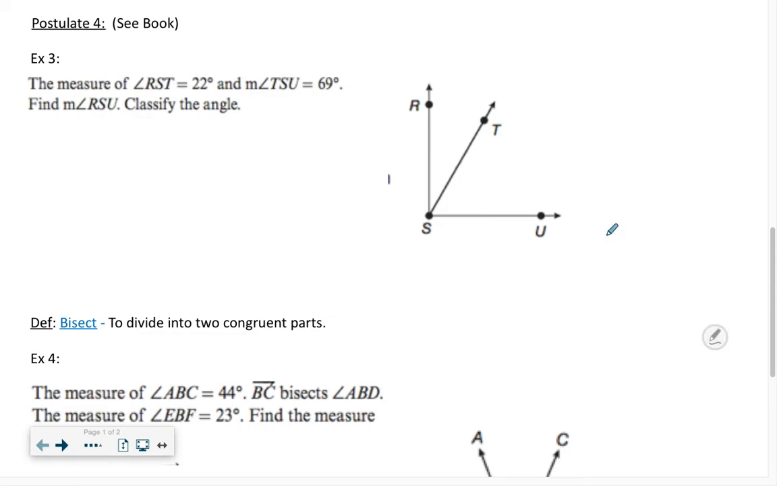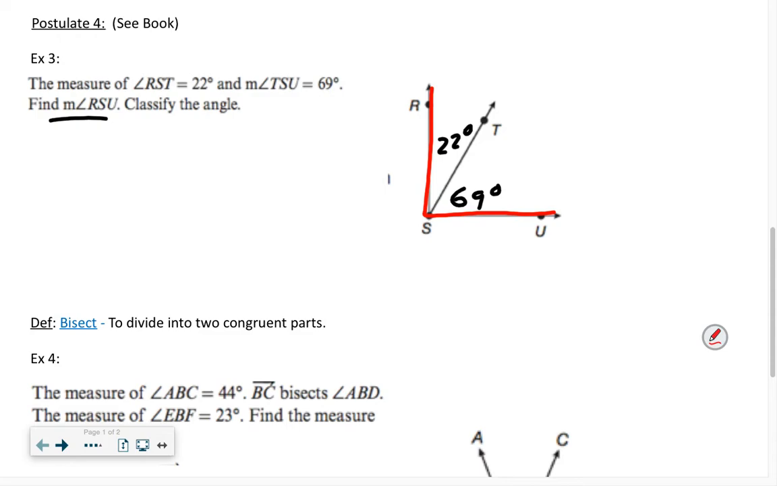Let's go ahead and start with finding this measure. RST is 22 degrees. Now, with your book, you don't have the liberty of writing in the angles, okay? So if you'd like to copy it down to include the angle so that it's easier to see, that's fine. TSU, that's 69 degrees. We want to know RSU. Tracing the angle that you want may be helpful.